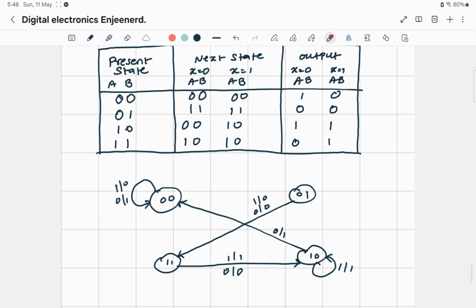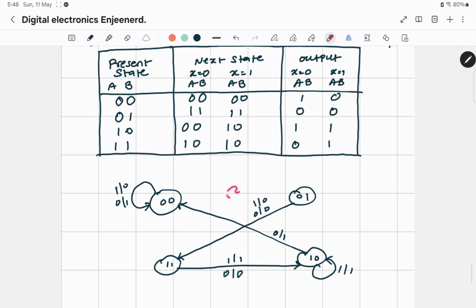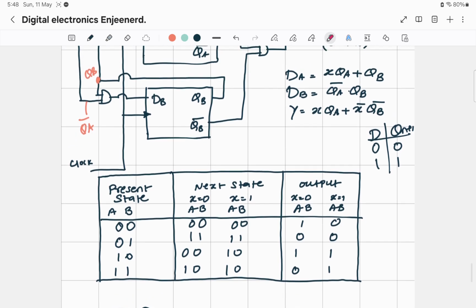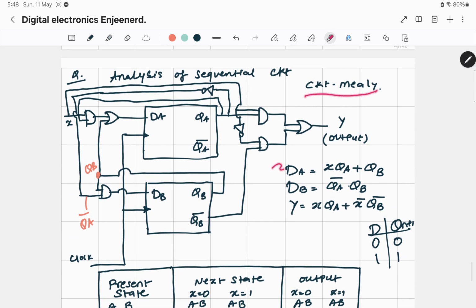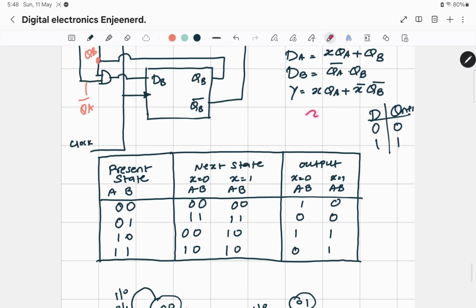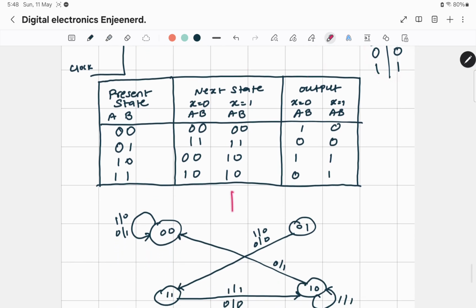So after this, the final step is to draw the state diagram using the state table, which I had done previously also. So I hope it is clear how to do the analysis. First write down the circuit, the equations. From the equations and by the truth table of the given flip-flop, you have to write down the next state and the output, and from the state table you have to draw the state diagram.